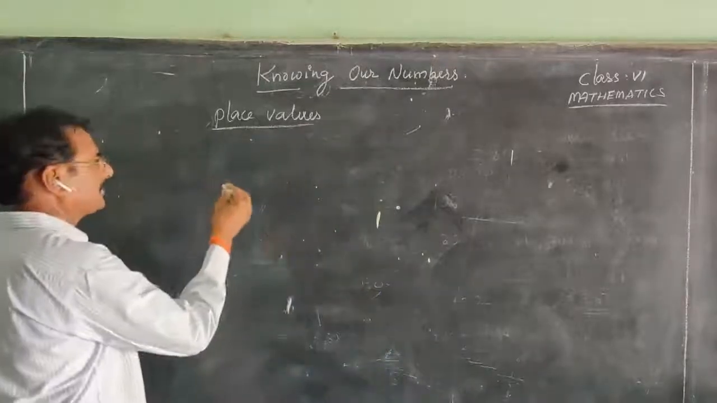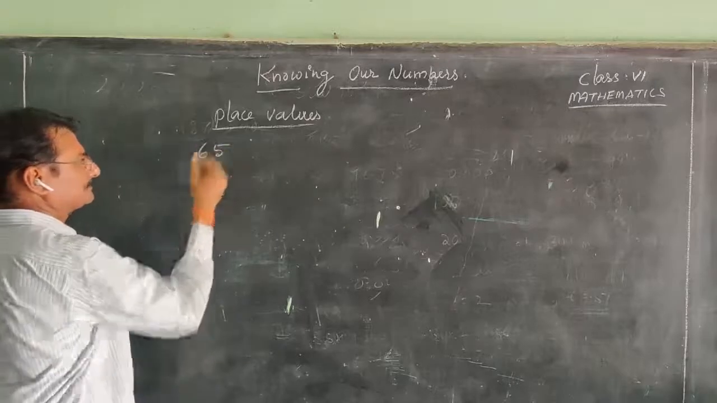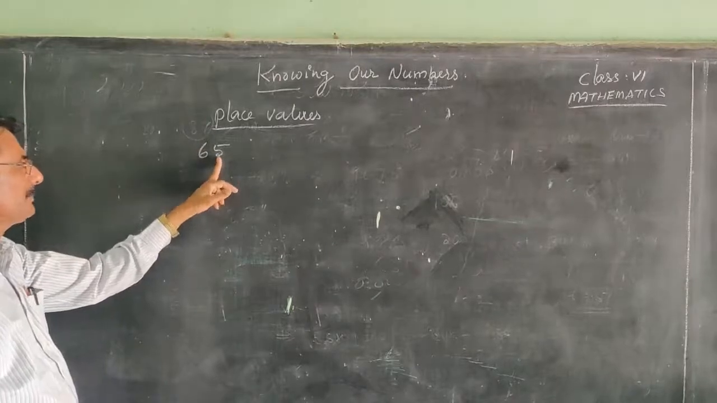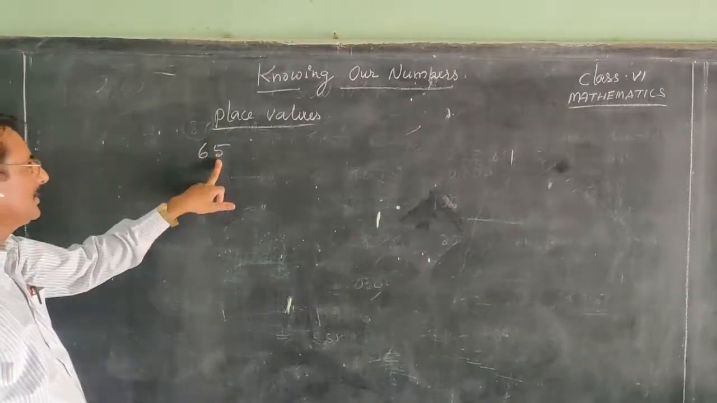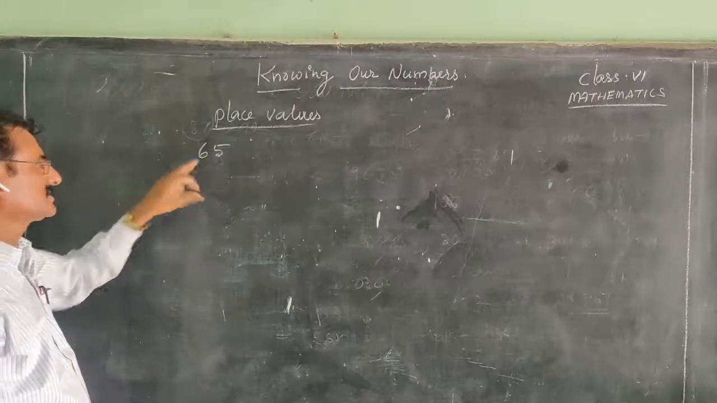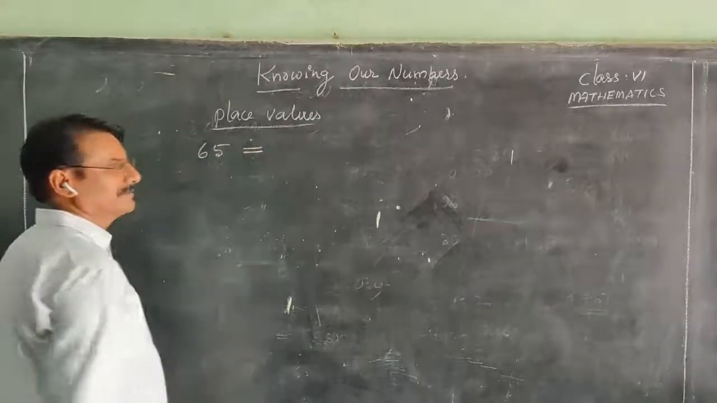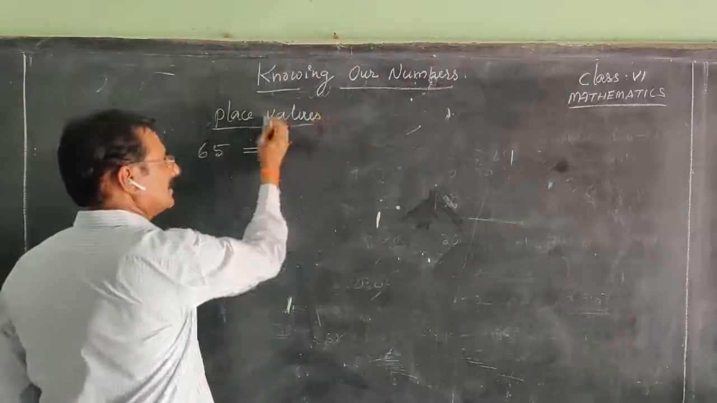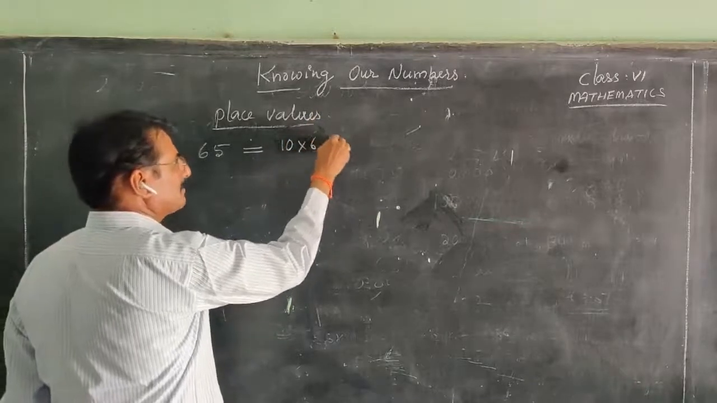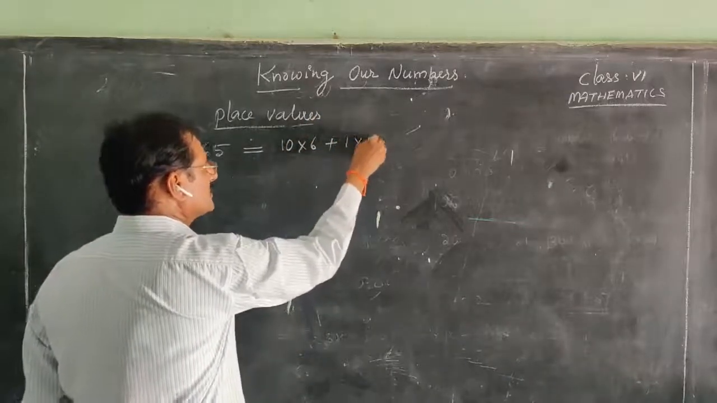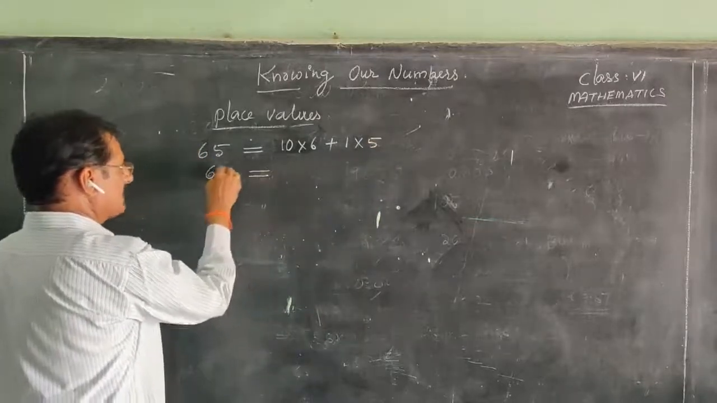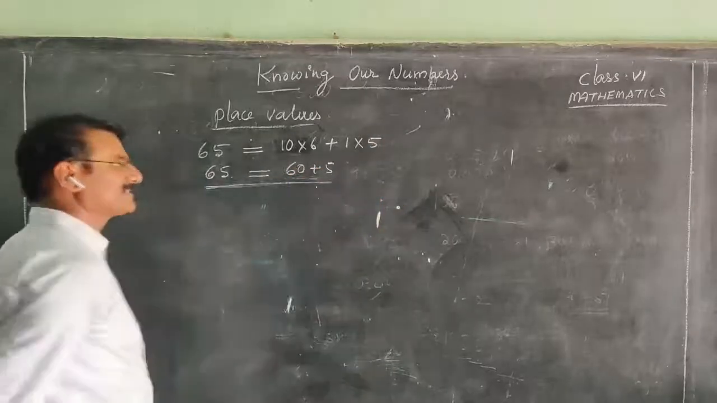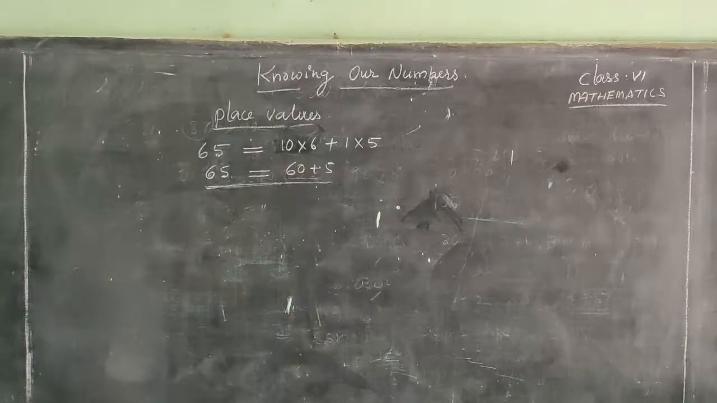For example, let's take a two-digit number, 65. From the right side it is the units place, then the tens place. In the units place there is a 5, in the tens place 6 is there. So how can we expand this number? In the tens place there is the digit 6, plus in the ones place the digit 5. So, we can write 65 as 60 plus 5. It is the expanded form of 65.